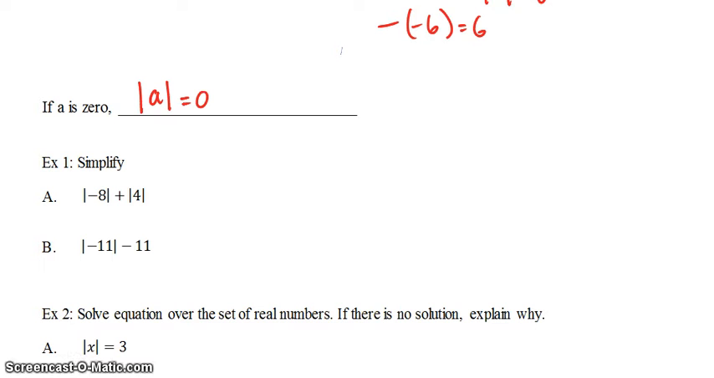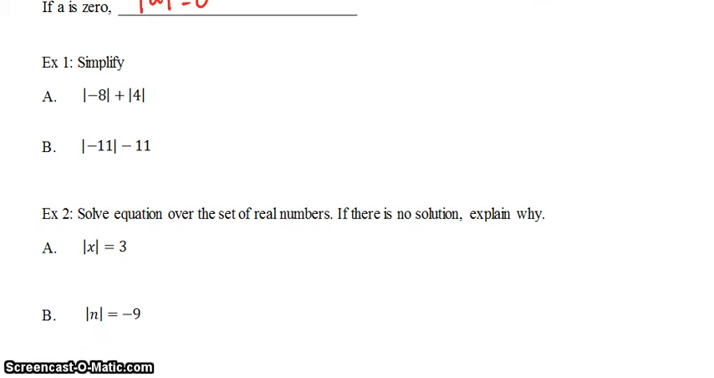And now we need to simplify. So absolute value, kind of like parentheses, you need to do those first. So I need to find the absolute value of negative 8, which is a positive 8, and the absolute value of positive 4 is just a positive 4, because they both have to be positive. So add those together, and the answer is 12.